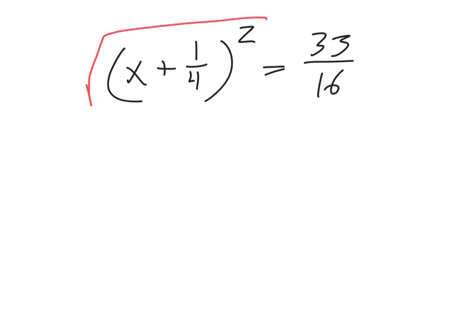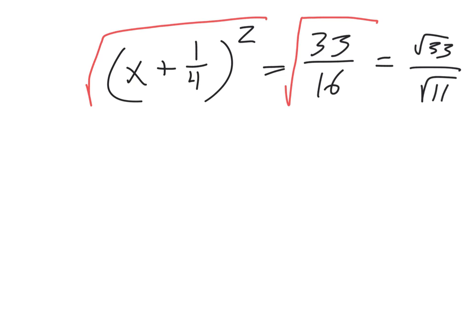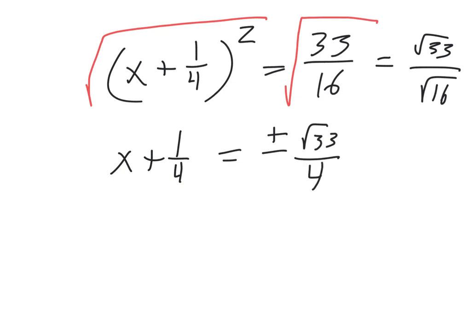because everything on the left is being squared. I'm going to square root everything here, which can be rewritten as the square root of 33 divided by the square root of 16. On the left, I'll have x plus 1/4. On the right, I will have plus or minus the square root of 33 over 4. Square root of 16, we know that number is 4. Square root of 33, I don't.